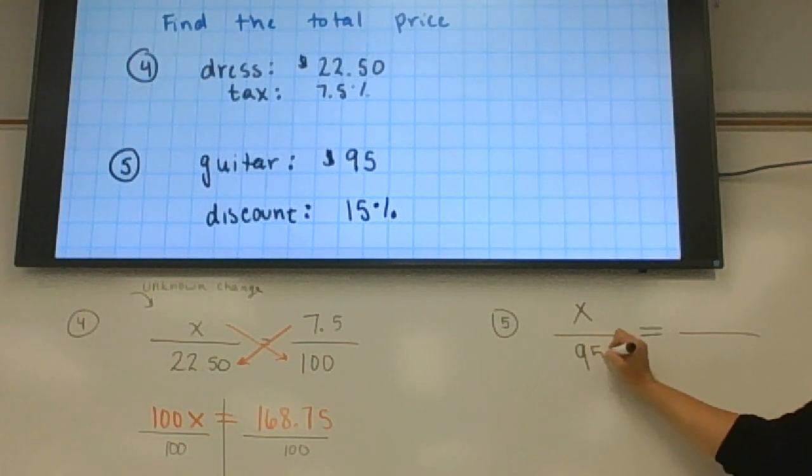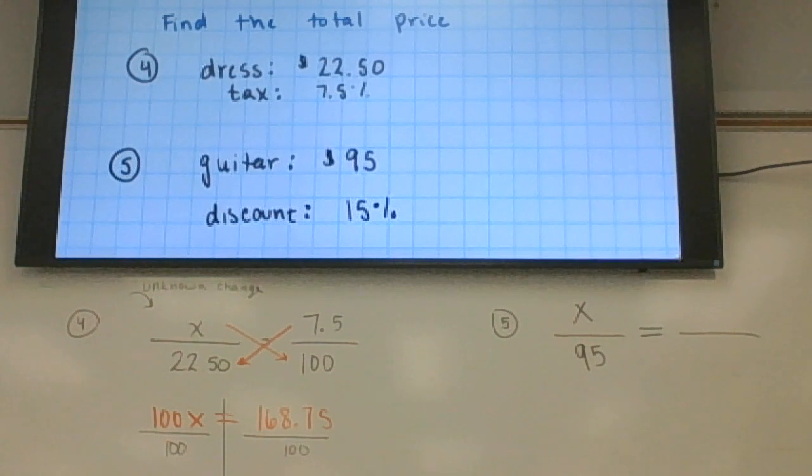Correct. The original amount is 95. That's the percentage. It has the percent right with it, so put it in for P. And this one's always 100.